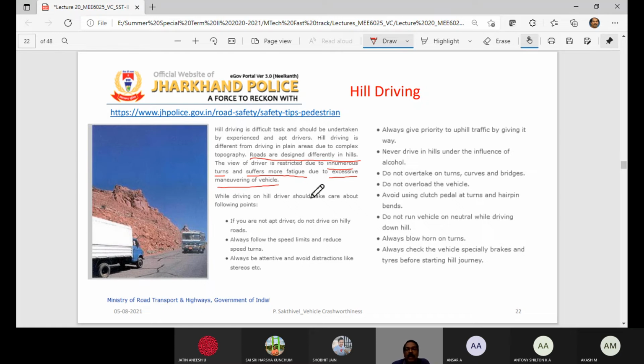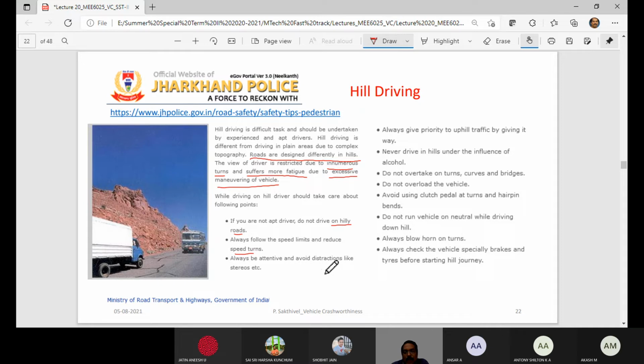While driving on a hill, drivers should take care about the following points. If you are not a skilled driver, don't drive on hilly roads. You should be a trained driver to drive on such roads. Always follow the speed limits and reduce speed on turns. We know what would happen if you turn at high speeds. On a safer road, it is fine. On hilly roads, it should be very slow speed, and always follow the speed limits. Always be alert.